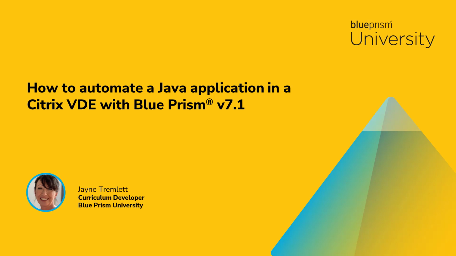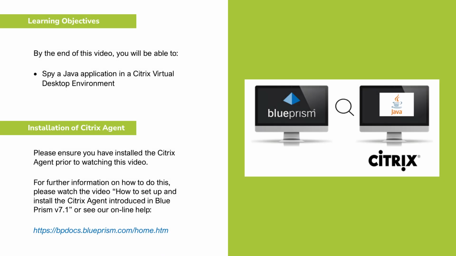During this video, we're going to look at how to automate a Java application in a Citrix Virtual Desktop environment with Blue Prism version 7.1. By the end of this video, you'll be able to spy a Java application in a Citrix Virtual Desktop environment.